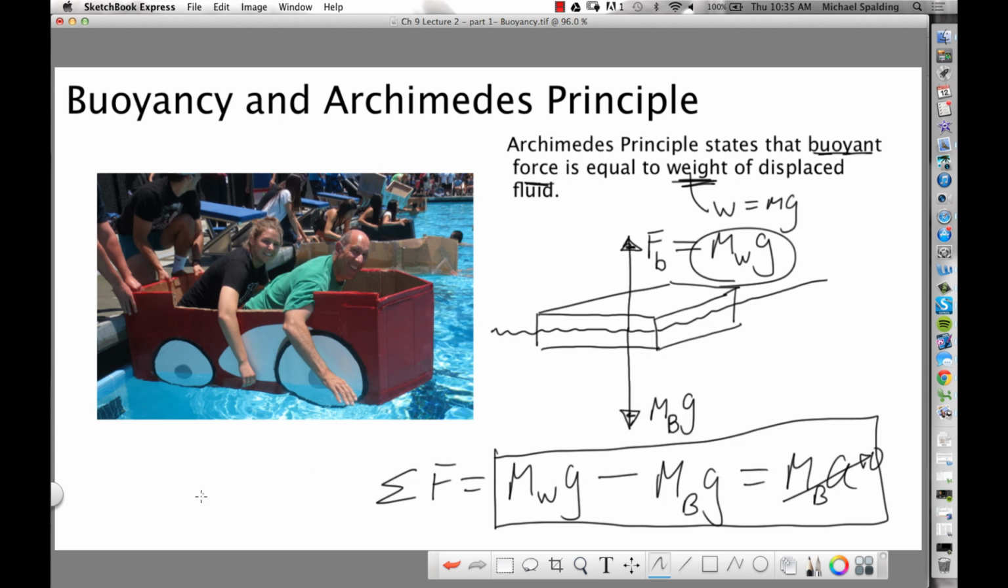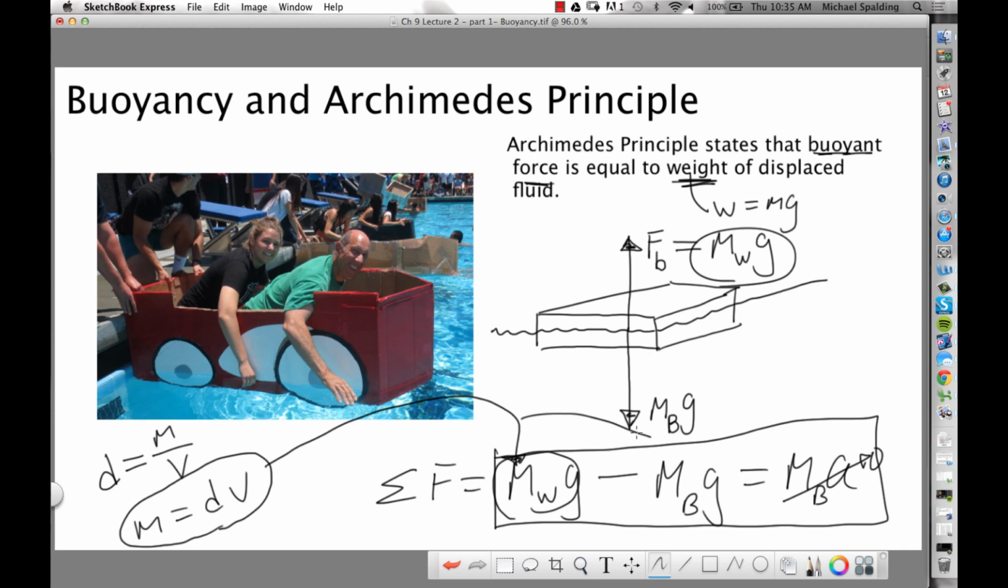A very common thing that you're going to do in these problems is you're going to have to substitute in the density equation. So density equals mass over volume. So what's mass equal to? Density times volume. So take this and you can plug it in there, right? And like if you didn't know the mass of the boat, you could plug it in there as well. But then in this equation, you would take out the mass of the water, and you would plug in density of water times volume of water, because that's equivalent to the mass.